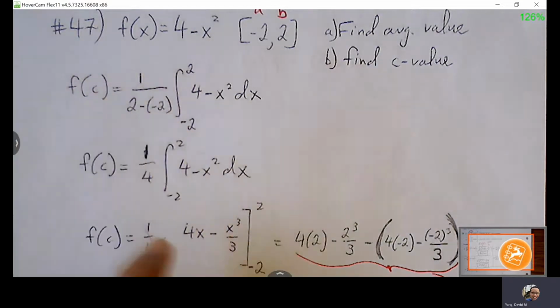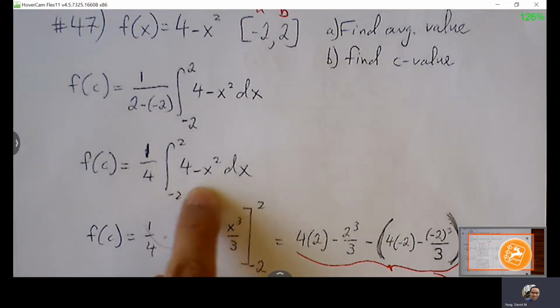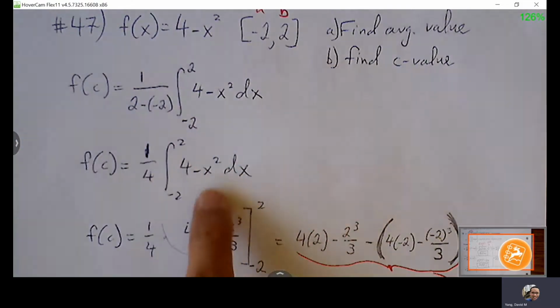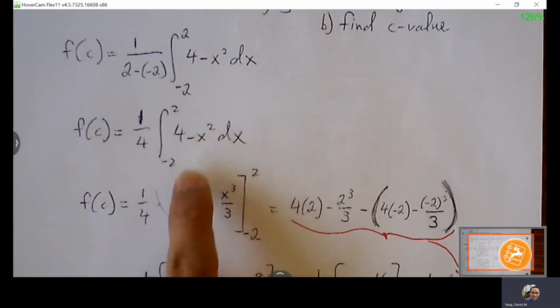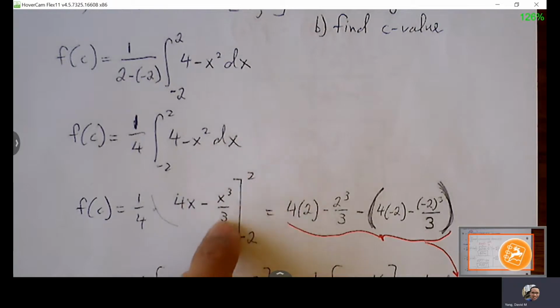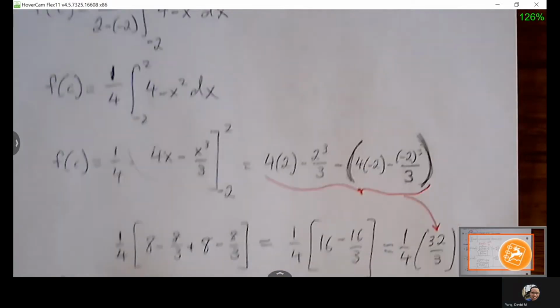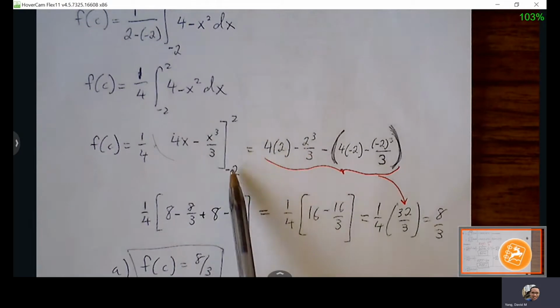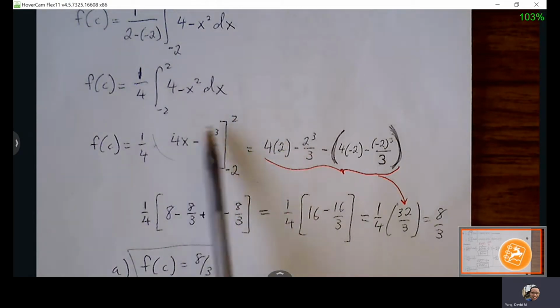I know those bounds are tempting you to want to use them, but we're not going to touch those bounds yet. Take care of the 4 minus x squared first. So 4 becomes 4x, x squared becomes x cubed over 3, and then the bounds can be involved. The upper bound is 2, the lower bound is -2. Insert the 2 in for all the x's.